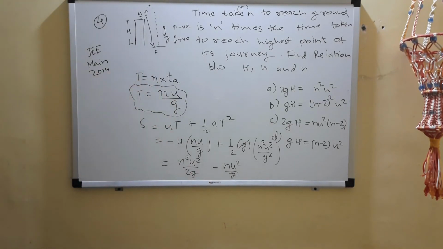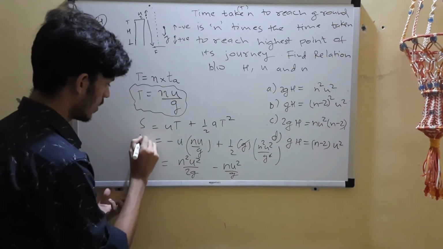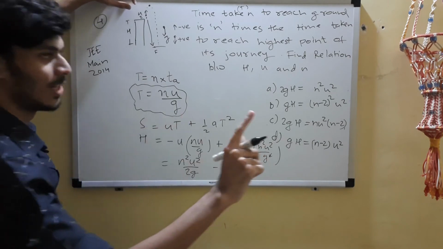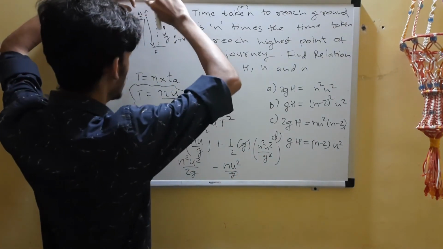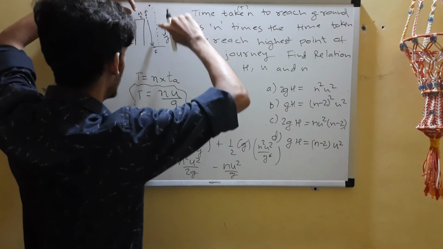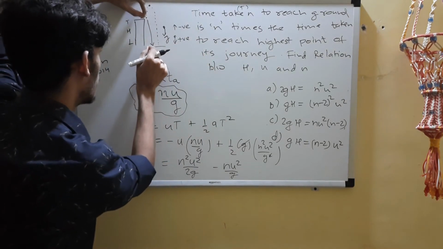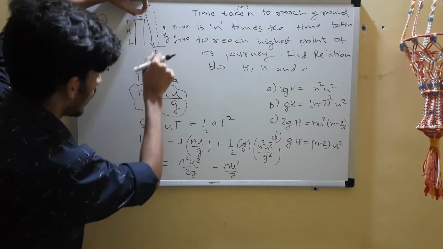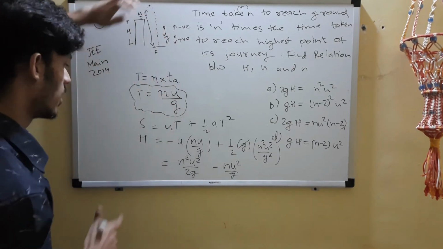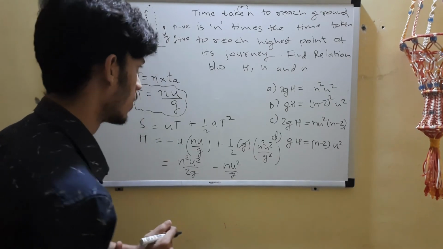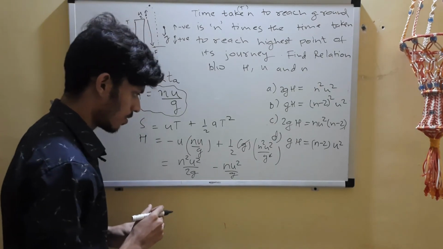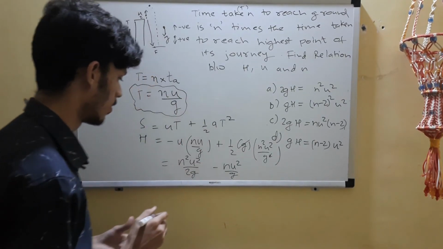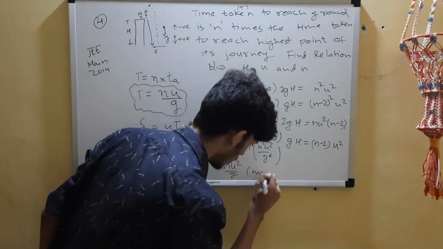Now this s is h. S is displacement, remember, not distance. It is not the total path length, just the distance from the initial to the final position. Downward is positive, and it's h in magnitude. So we have to find a relation, so what I will do is multiply 2g everywhere.